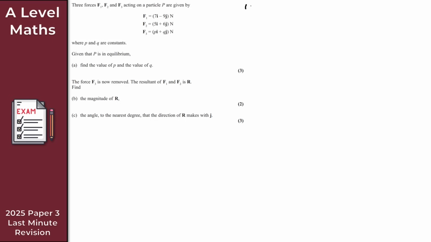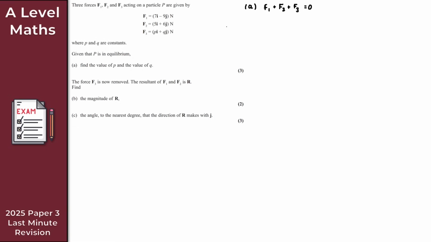So for part A then, what we've got here is these three forces acting on a particle P, but the particle P is in equilibrium. So what that means here is F1 plus F2 plus F3 is equal to 0, right? So all I simply need to do here is add together the coefficients for the i component, set those equal to 0, and then solve for P. And then we just do the same with the coefficient for the j component, right? So -9 plus 6 plus Q is equal to 0.